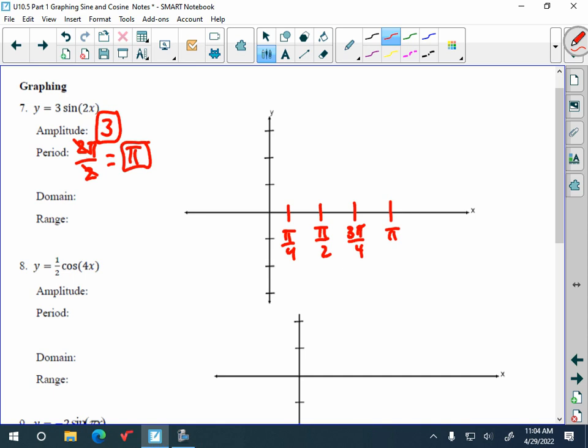Now we want to label our y-axis. All right, so that's all based off your amplitude. So the amplitude number, that means the highest number that we're going to go is the positive 3. And the lowest we're going to go down to is negative 3. Okay, if you want to put the other numbers in, that's fine, but at least show me the highest you're going and the lowest, and that's all based off the amplitude.